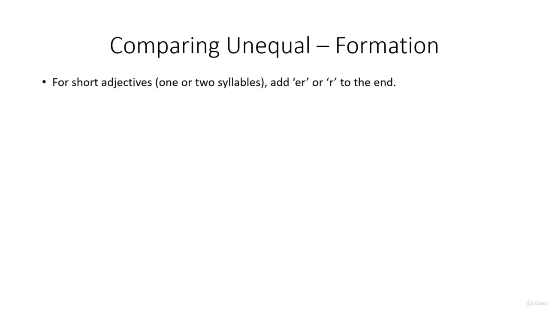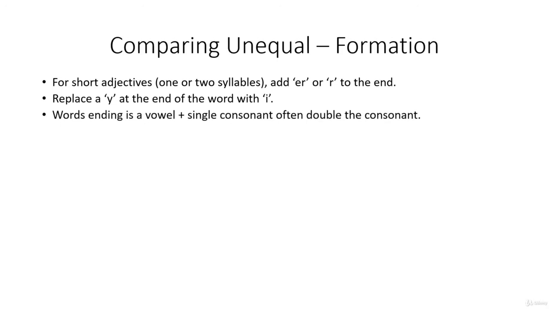Let's look at how we form the comparative. For short adjectives of 1 or 2 syllables, add er or r to the end. And if the word ends in a y, replace the y with an I before adding er. And words that end in a vowel plus a single consonant often double the consonant in the comparative form. But we'll see examples of all of these now. The film is long. The film is longer than I remember. So long is the adjective and longer is the comparative form.